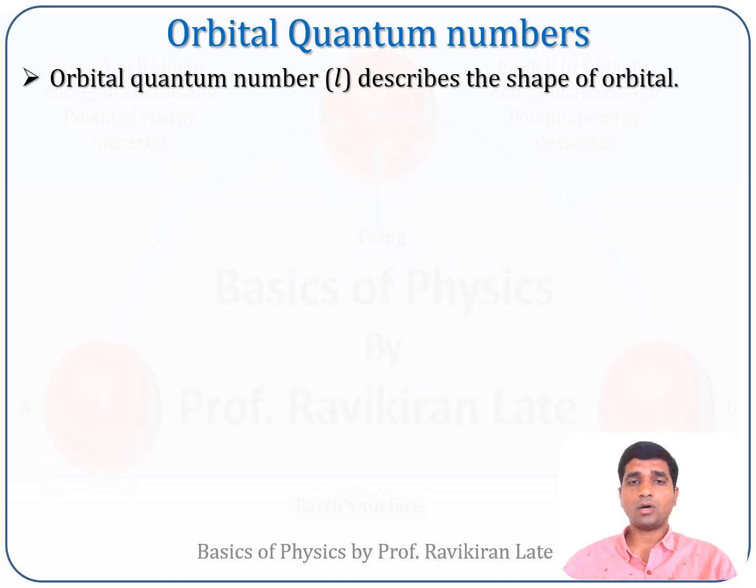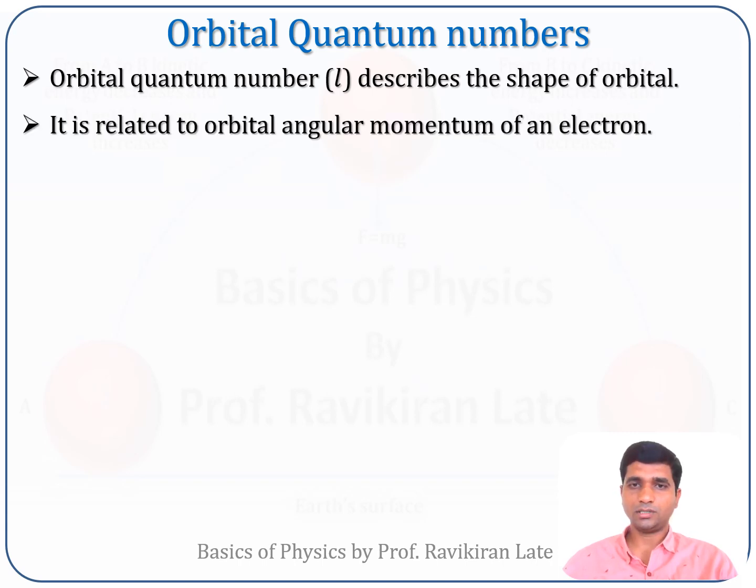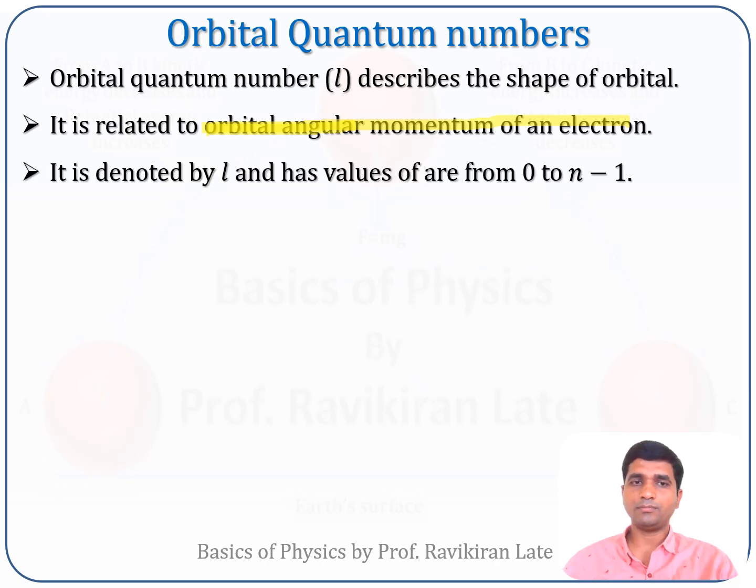Now, quantum number L describes the shape of the orbital. That is the second quantum number, which we get from the solution of the theta part of the hydrogen atom Schrodinger equation. It is called the orbital quantum number because it is related to the orbital motion of an electron. Semi-classically, it is assumed that the electron revolves around the nucleus, so it has a motion around the nucleus. Due to that, it possesses an orbital angular momentum, and this quantum number is associated with it, so it is called the orbital quantum number.